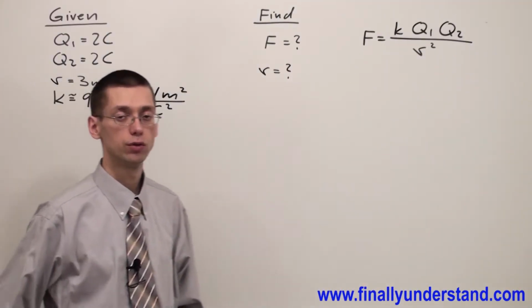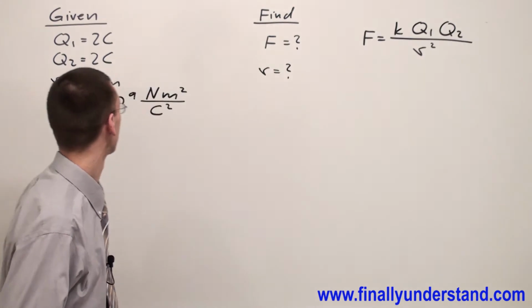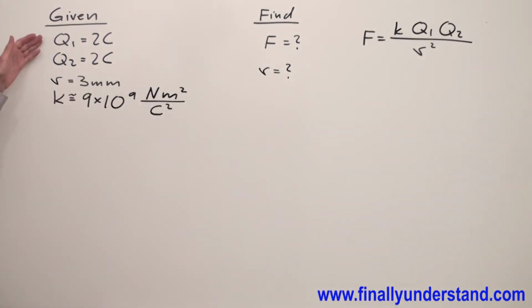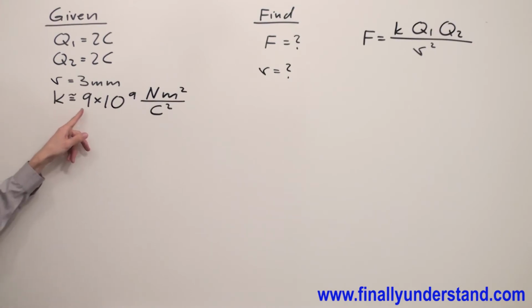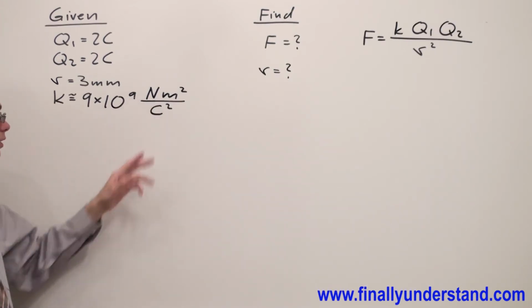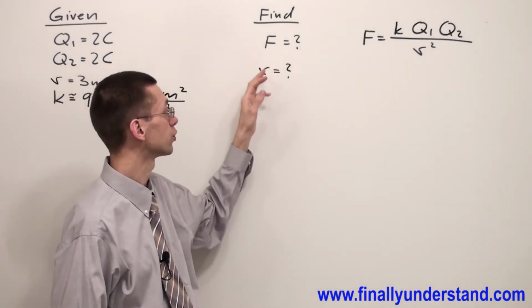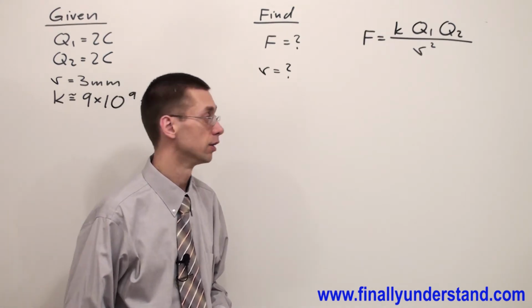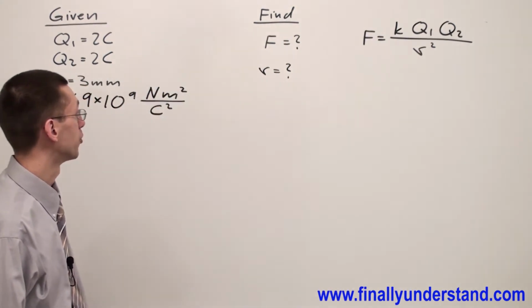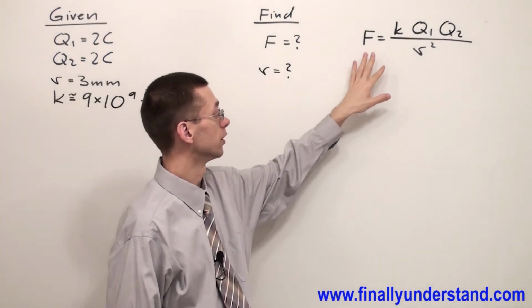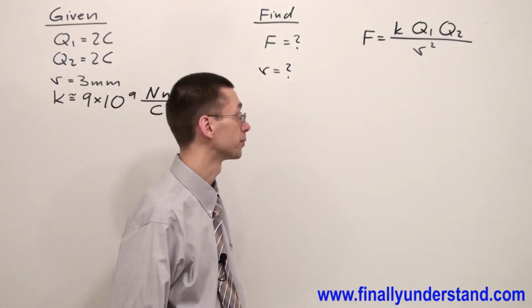First, we have to write down everything that is given. We have two charges, Q1 and Q2, both of them are 2 coulombs. We have the distance between these two plates, 3 millimeters, and we have the proportionality constant, 9 times 10 to the 9 newton meter square over coulomb square. We have to find the force, and we're supposed to find the distance in the third part of the problem. We're supposed to use the Coulomb law formula.